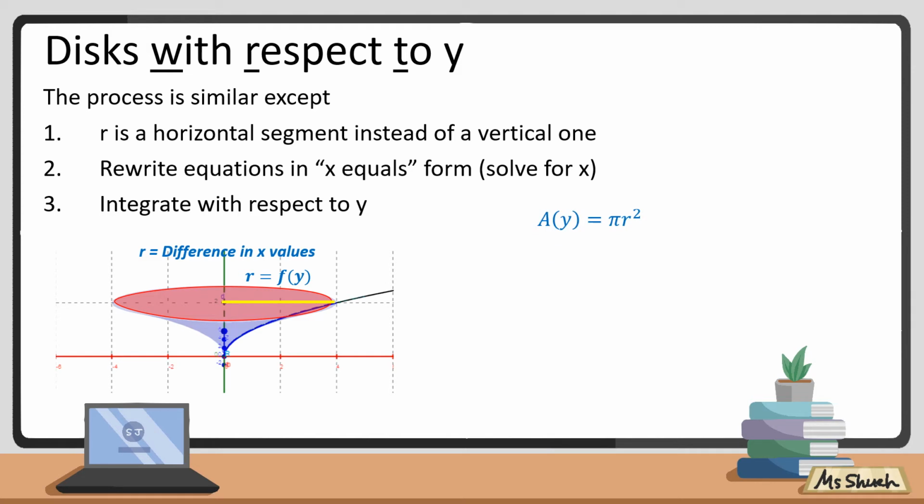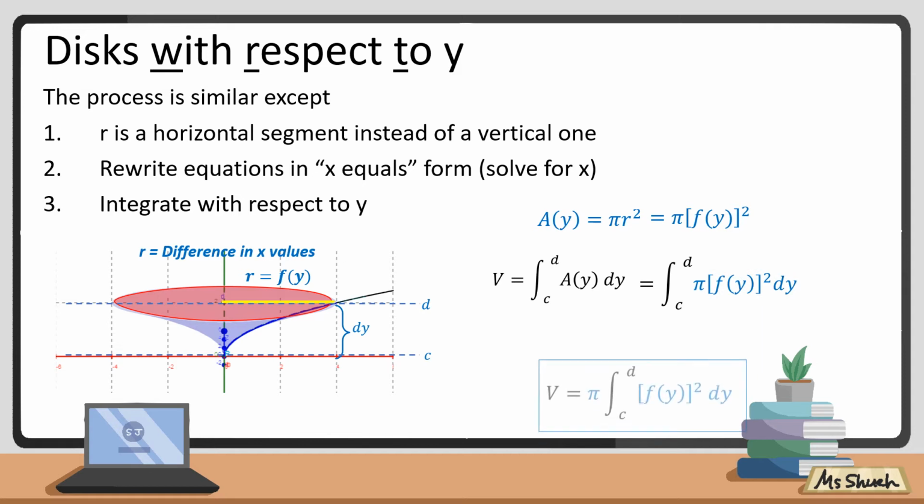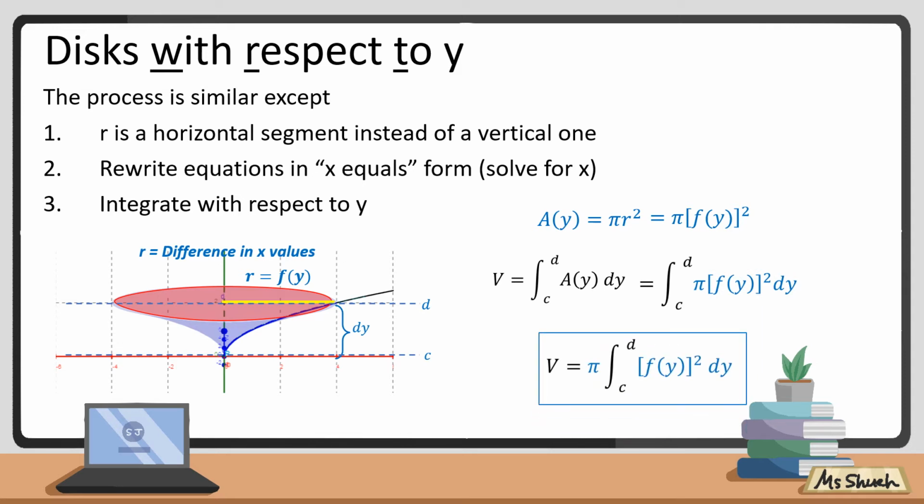And here is our area in terms of y: pi times f of y squared, and we're going to integrate vertically, right, dy. So we're going to go from c to d. Let's go ahead and plug in the values, and I can factor out the pi because pi is a constant, and here we have our formula for integrating with respect to y.